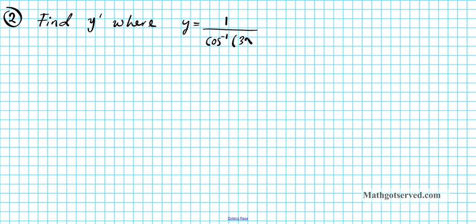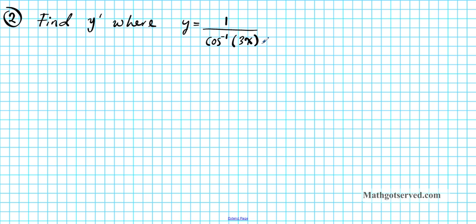All right, let's take a look at question number 2. So for problem 2, we're going to find y prime, where y is equal to 1 divided by the inverse cosine of 3x.